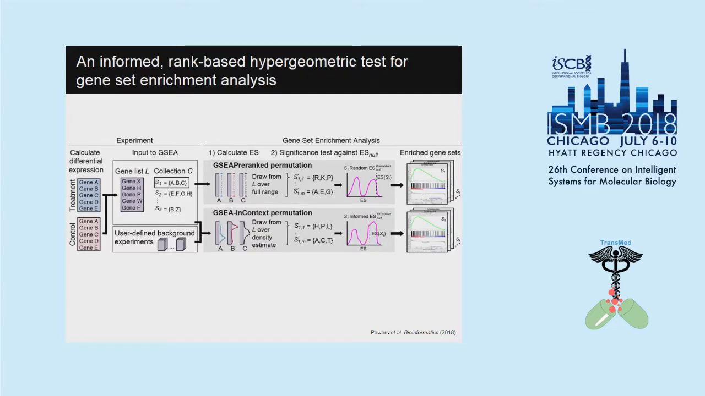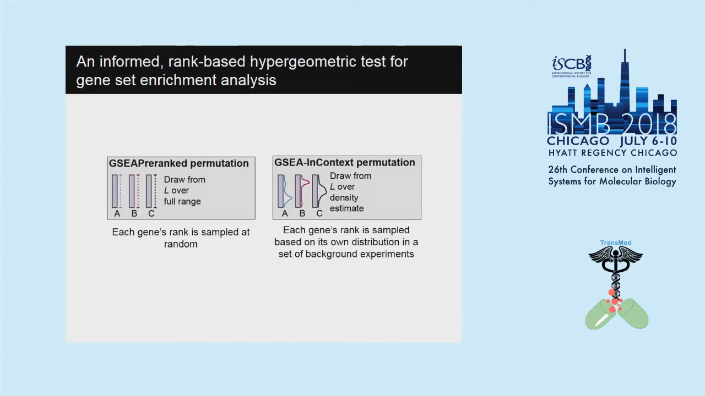However, the GSEA InContext approach takes the same inputs as before with two very important differences. In addition to the ranked gene list that we give it and the collection of gene sets that we'd like GSEA to analyze, we also provide a set of user-defined background experiments that we use to inform this distribution. We estimate a density distribution using the beta binomial for each gene. So each gene has its own specific density estimate that we then use to inform our permutation strategy. When the gene sets are created, they're informed by this distribution.